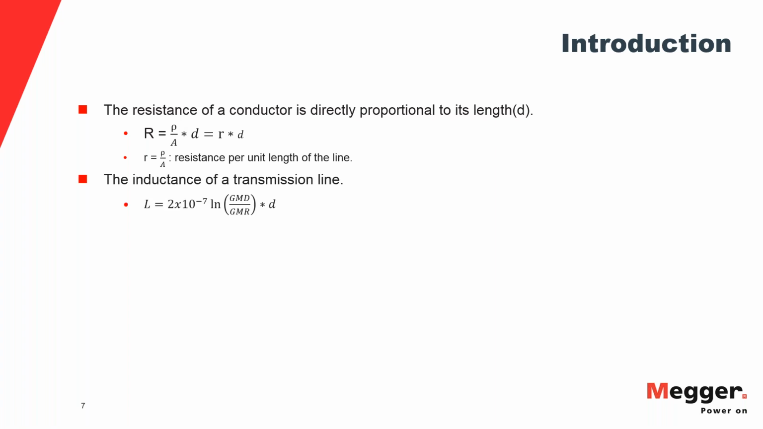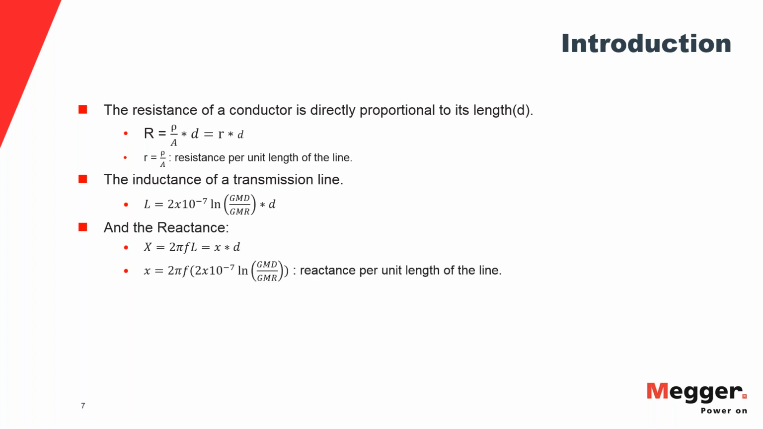With the inductance, in the case of a transmission line, we can devise a similar equation in which the inductance is a factor of the geometry of the system and also the distance along the line. So the longer the line, the larger the inductance. The reason why that is relevant is because the reactance is directly proportional to the inductance, and we can also get an equation where the reactance is the reactance per unit length of the line times the length of that line.